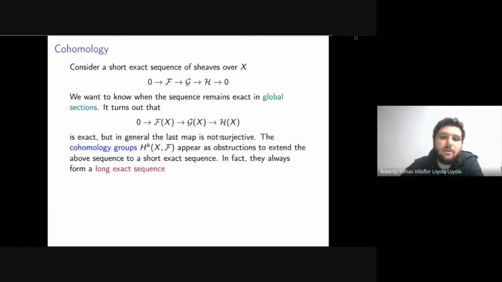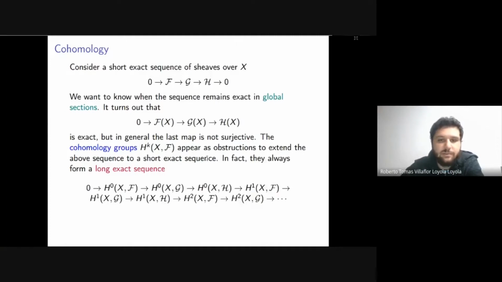At the end, when we have defined these cohomology groups, we will always obtain a long exact sequence in cohomology, which will be as follows. So in here, the H0 groups, the 0-degree groups with coefficients over any sheaf, will correspond to the group of global sections of the sheaf F. And so here, this long exact sequence will be an extension of our exact sequence that we have upstairs.